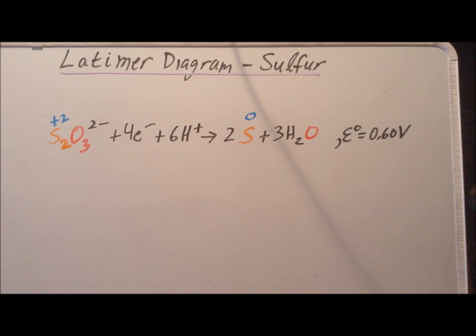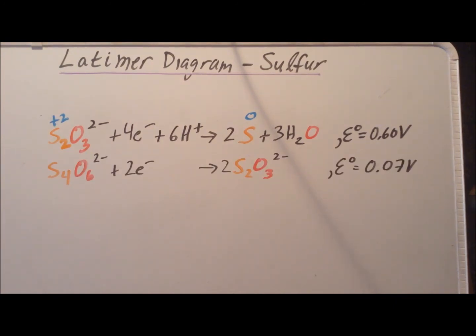So our final check is to make sure that the charge is properly balanced. On the right-hand side, we have 2 compounds, or a compound and an element. So those are both neutral. So the overall charge on the right-hand side is 0. On the left-hand side, the charge is minus 2 minus 4, that's minus 6, plus 6. So we have a charge of 0 on the left-hand side as well. Therefore, we have properly balanced the reduction of thiosulfate to elemental sulfur.